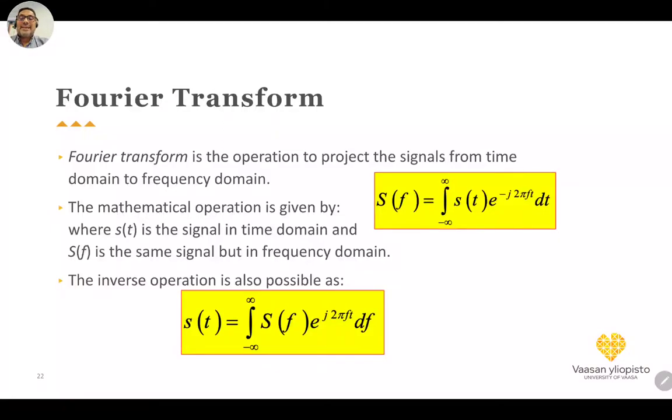Hello, you are welcome to clip 2 of part 1 in the course of modern wireless communication systems and applications. In clip 1, we mentioned some fundamental concepts about signals in time and in frequency and the relation between them. And here we start with the Fourier transform.